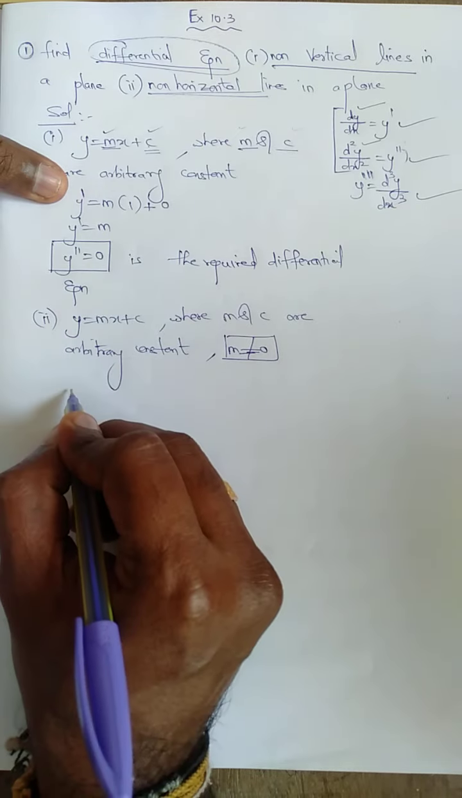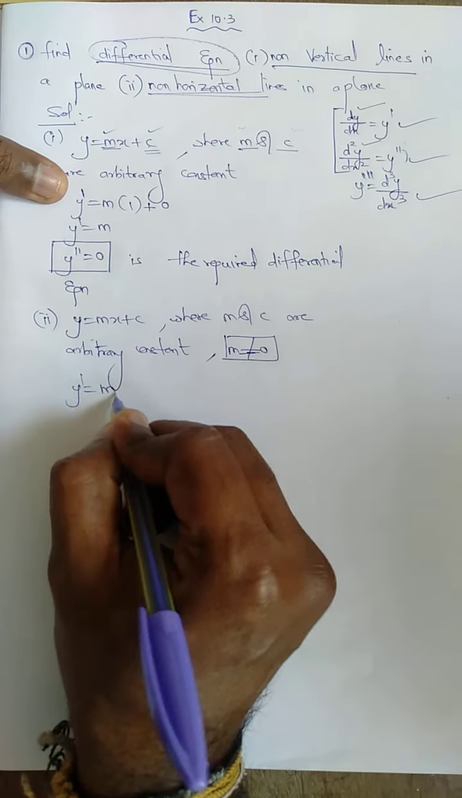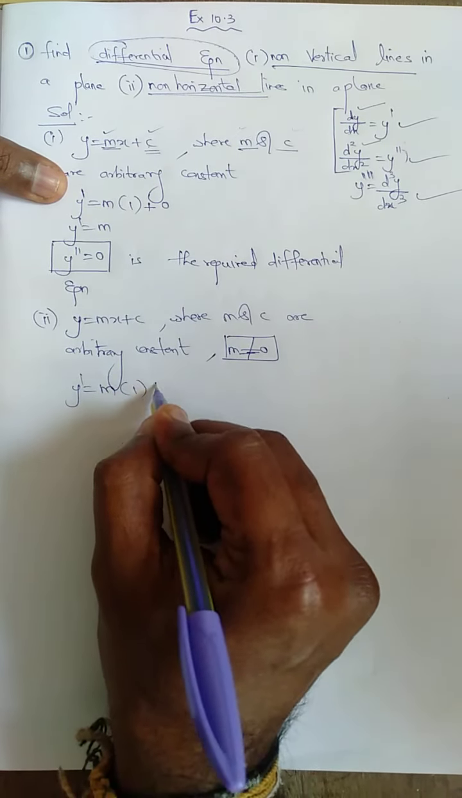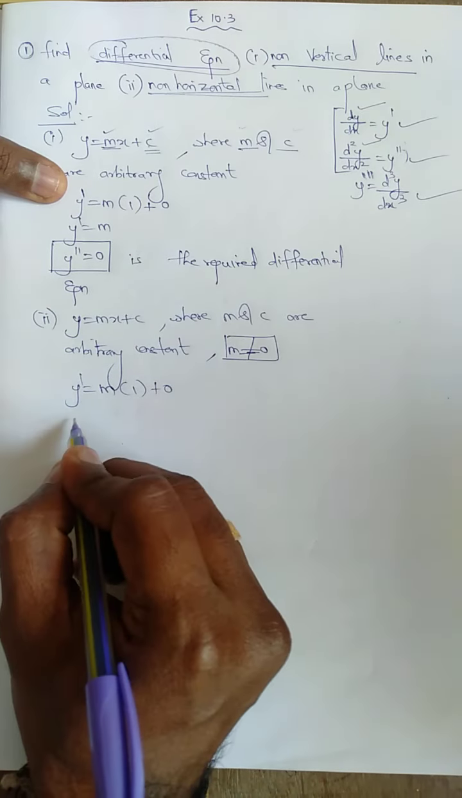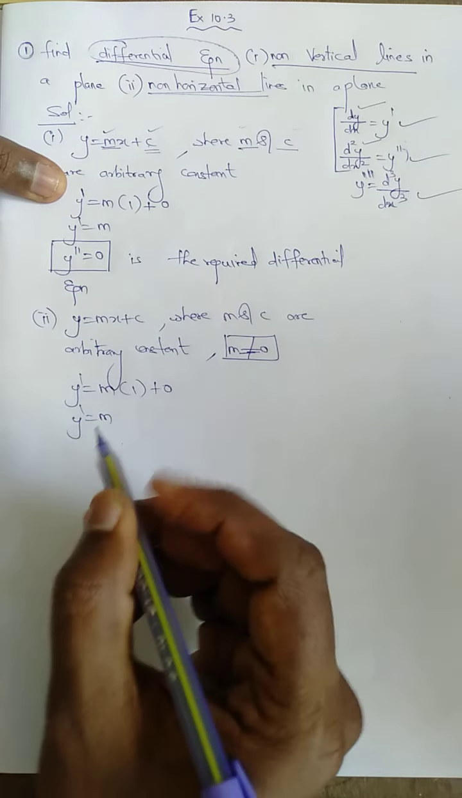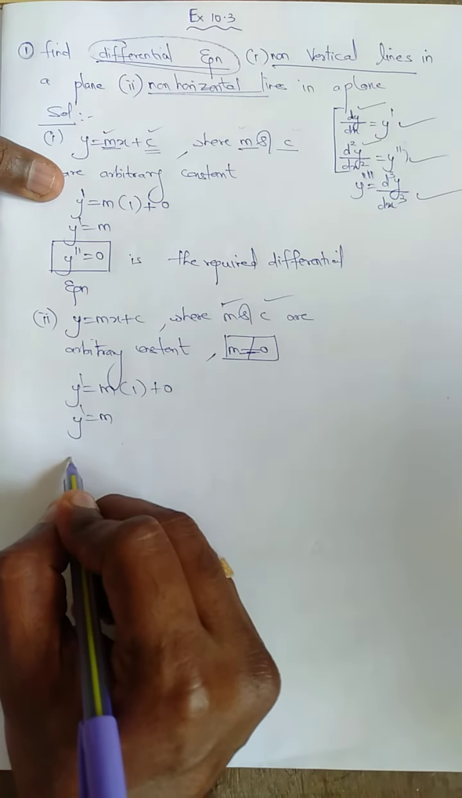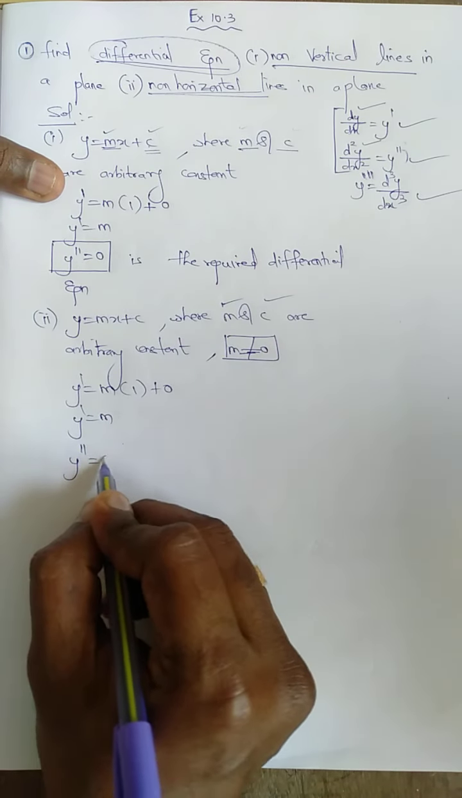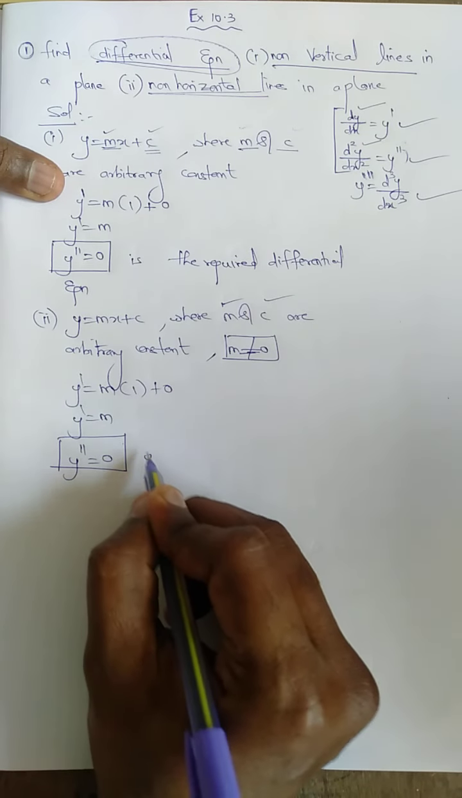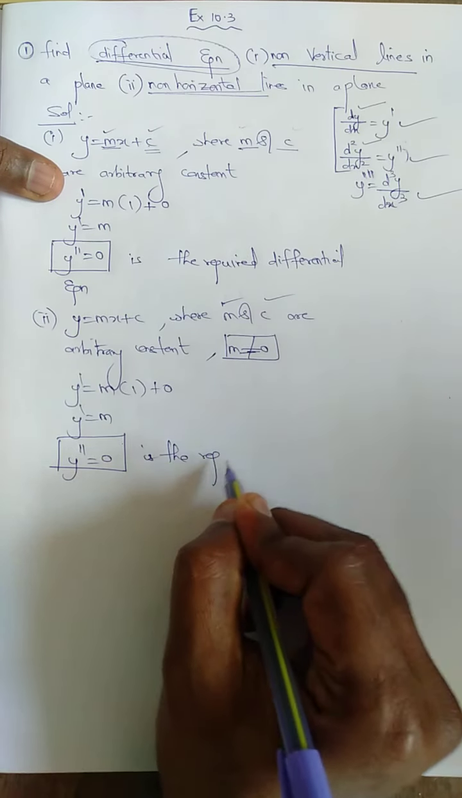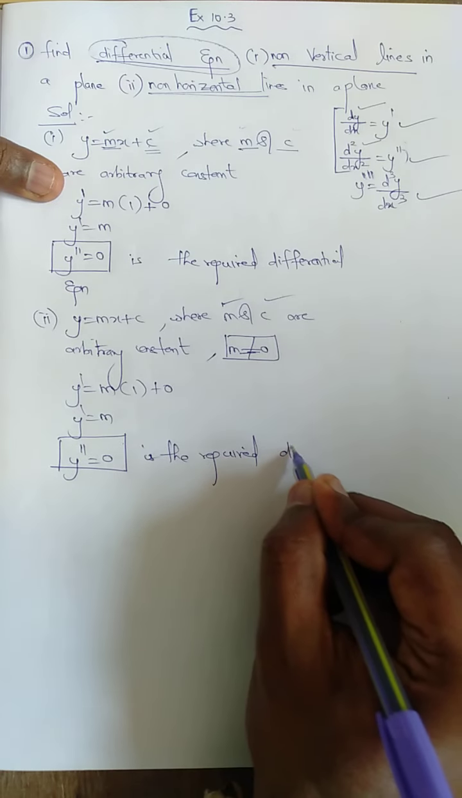The remaining you can write. Differentiate y is y dash, m; differentiate x is 1; differentiate c is 0 because c is a constant. So y dash is equal to m into 1, which is m. Since two arbitrary constants are present here, I need to differentiate 2 times. Differentiating y dash gives y double dash, and differentiating m gives 0. That's all. Finished. This is the required differential equation.